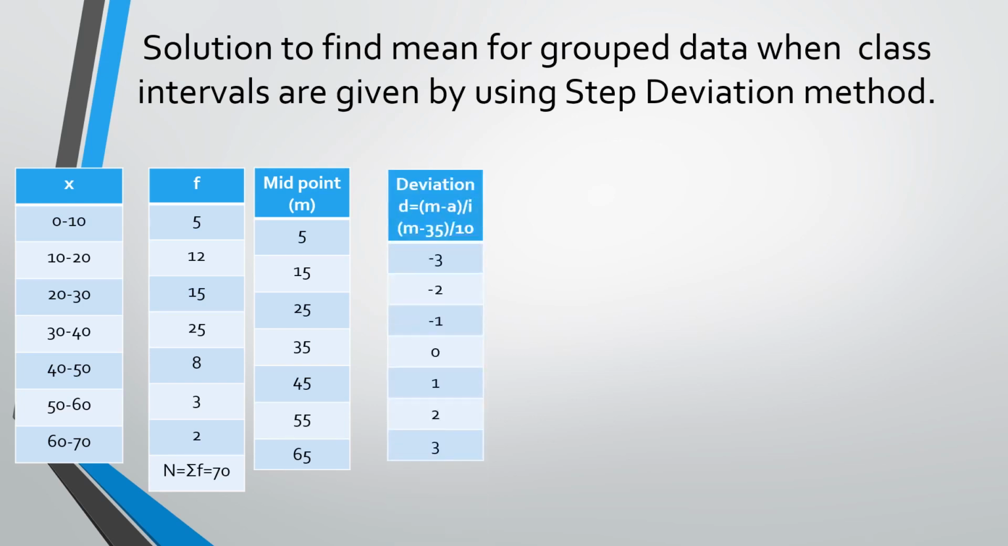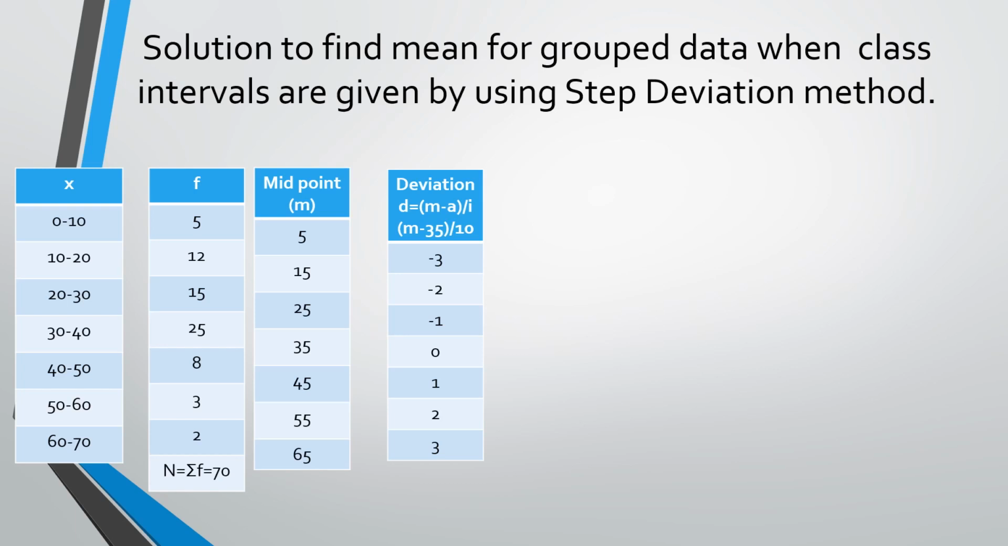Next you need to find the deviation. Deviation is D. D is equal to (M minus A) divided by I, where M is the midpoint, A is the assumed mean, and I is the class interval. So here in this case I have considered A as 35, and I is the class interval. The number of values within an interval is 10. For that purpose I is equal to 10. So here D is equal to (M minus A, which is 35) divided by I, which is 10.